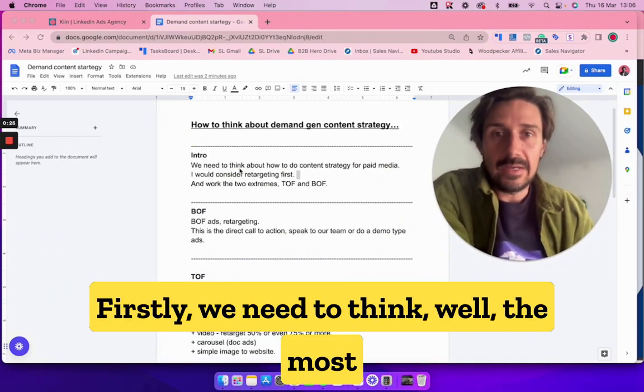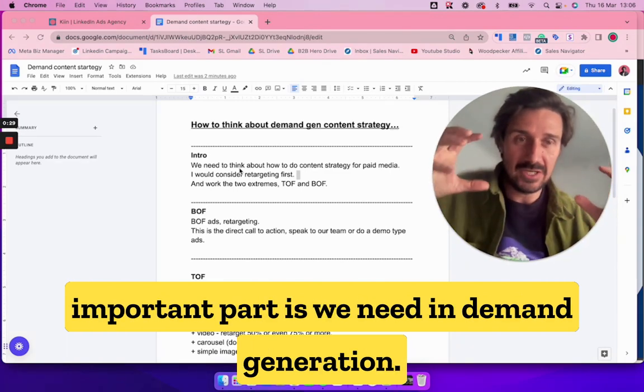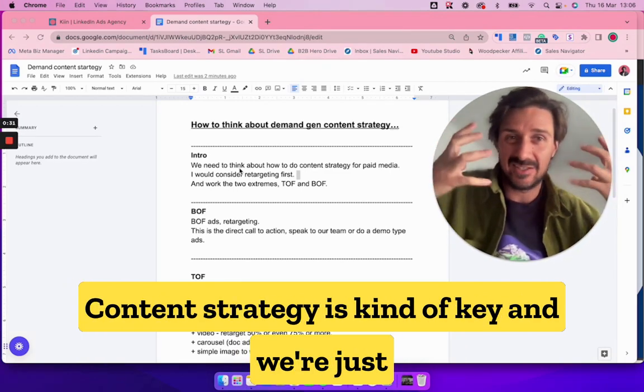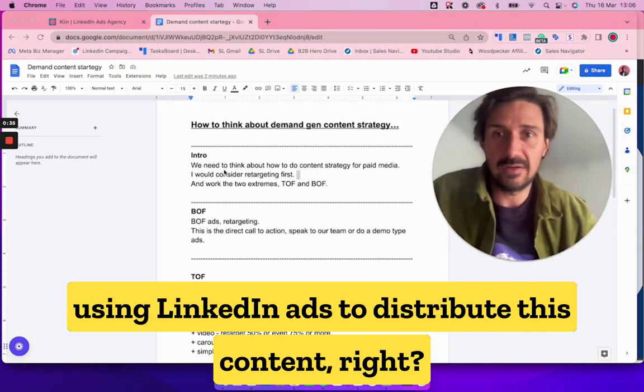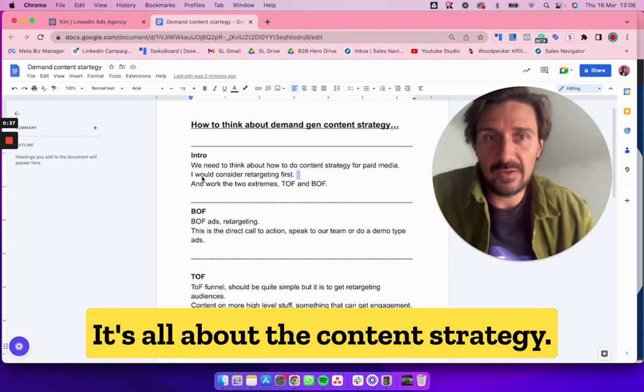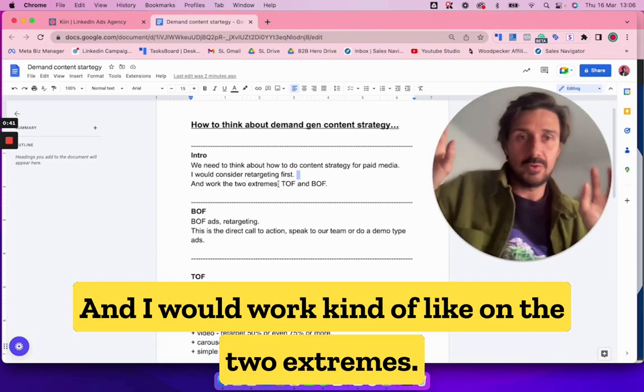Firstly, in demand generation, content strategy is key. And we're just using LinkedIn ads to distribute this content, right? So this is the way I'd look at it. It's all about the content strategy, and I would work on the two extremes.